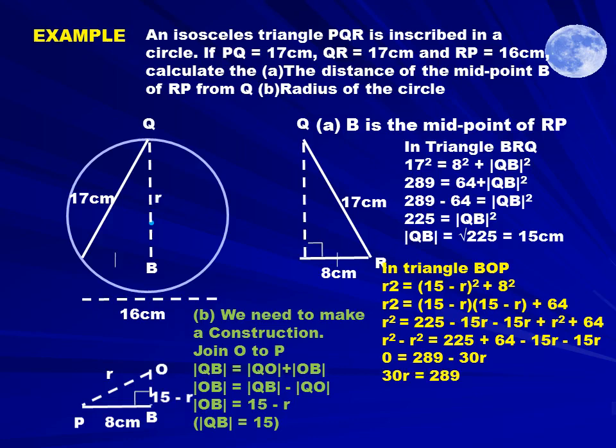Divide both sides by 30. So the radius is 19 over 30 centimeters. That's the radius of the circle.